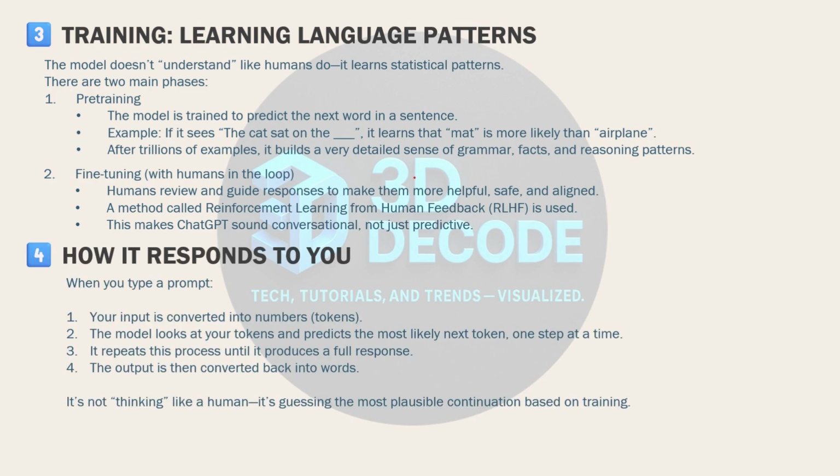How it responds to you. So, what actually happens when you type a prompt? 1. Your input is converted into numbers, tokens. 2. The model looks at those tokens and predicts the most likely next one, step by step. 3. It keeps repeating until it produces a full response. 4. The output is then converted back into words. Remember, it's not thinking like a human. It's guessing the most plausible continuation based on its training.